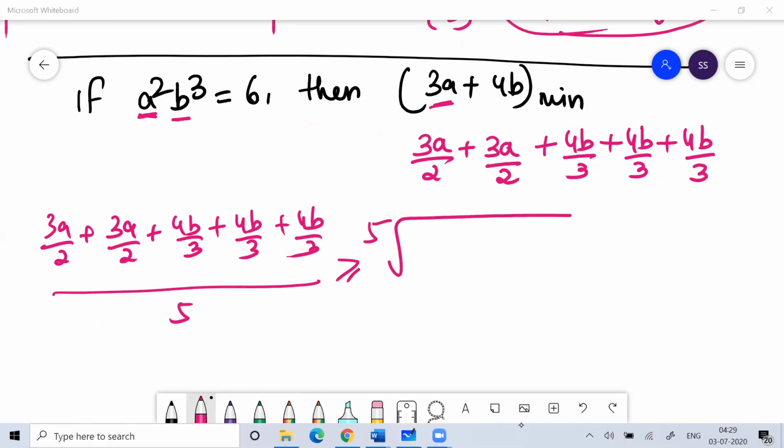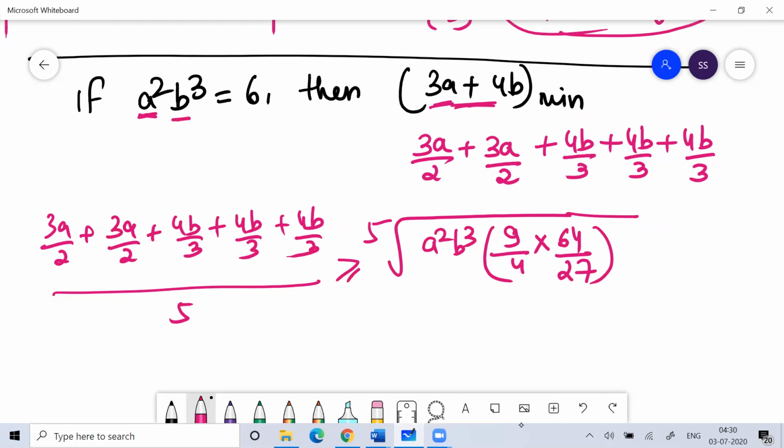So you can write their product, that is a square b cube. Now if I multiply, this is 9 by 4 into 64 by 27. Simply multiply the coefficients. Okay, so this is given to you. So this you want. Okay, this is what you want. If you understand, this is what, 3a plus 4b.